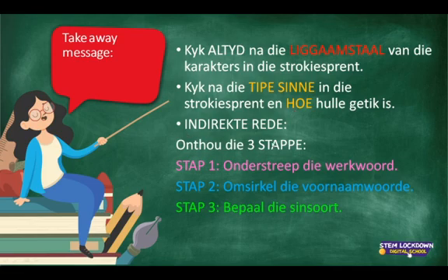En dan met die indirekte rede, with the indirect speech, onthou die 3 stappe. Remember the 3 steps. Stap 1, onderstreep die werkwoord. Always underline that verb. Stap 2, omcirkel die voornaamwoorde. Circle the pronouns. Remember the ones in the infinitive. En stap 3, bepaal die sinsoort. Determine the type of sentence that we are dealing with.